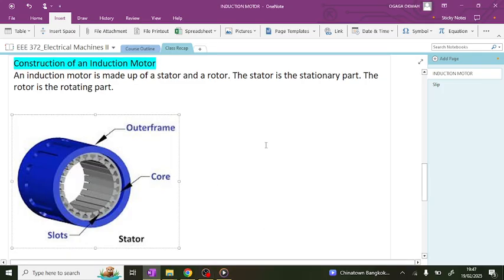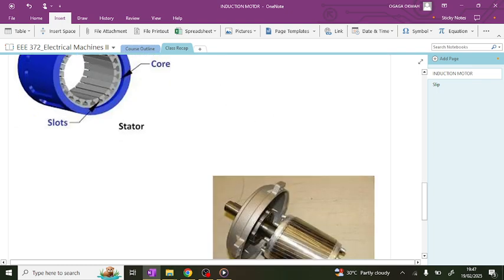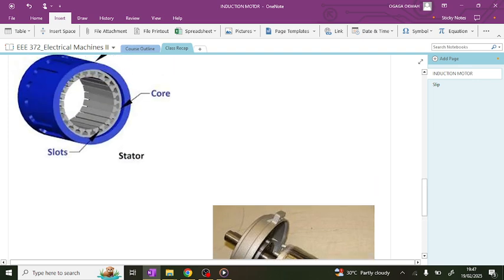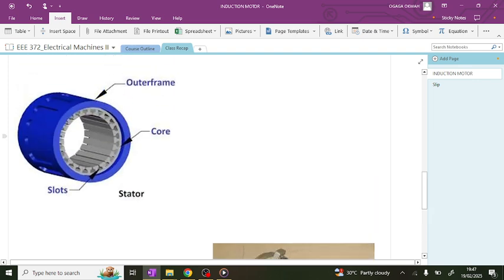So in this video, we'll be talking about the construction of an induction motor. An induction motor is made up of two parts. This one is the stator. And then the rotor, here we have it. This is the rotor. Of course, this is inserted into this, and together they make the induction motor.